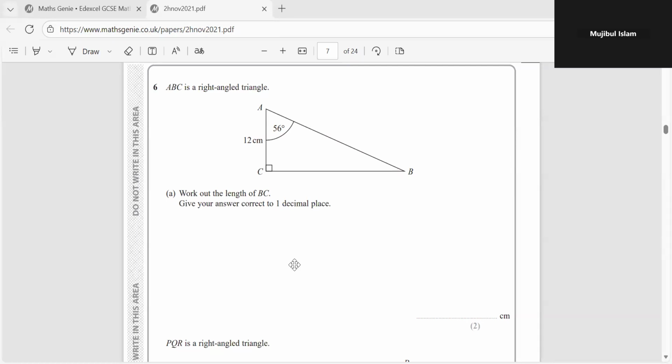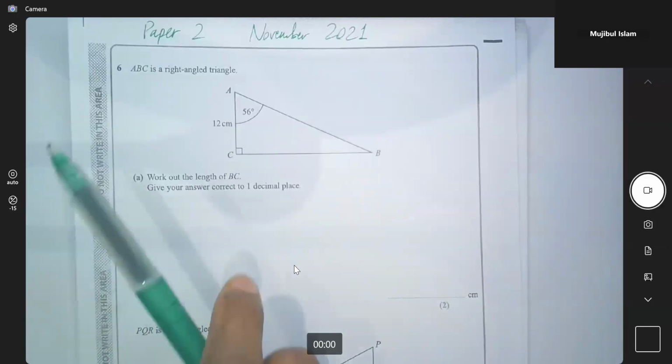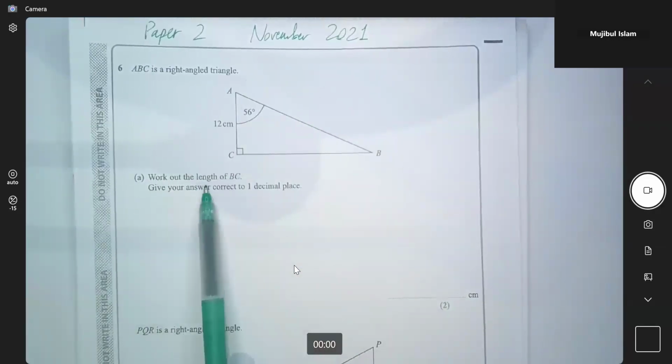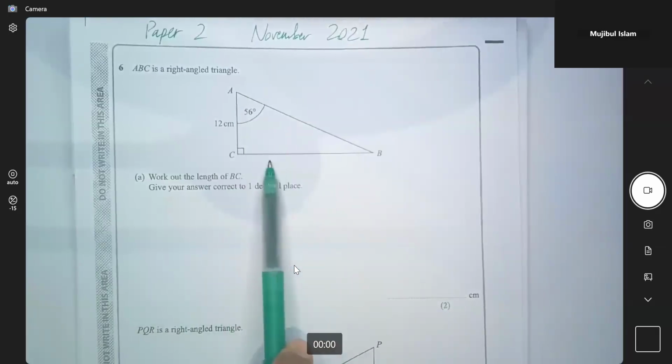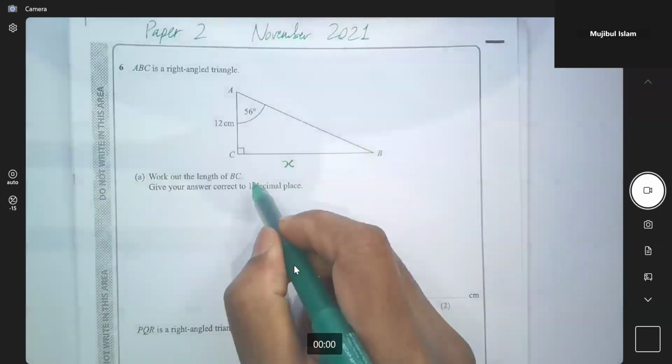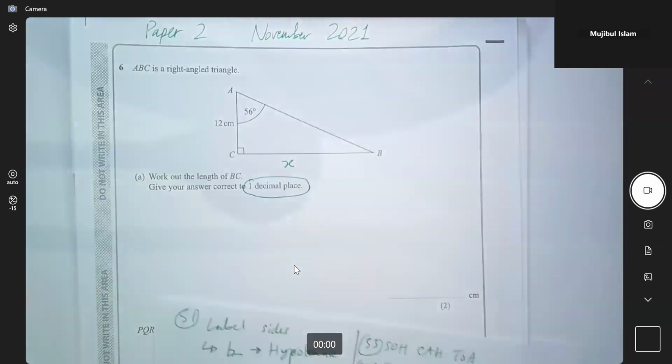Okay, so we have here step one, or before that, read the question. ABC is a right angled triangle. We can see that. Work out the length BC. BC is my x. Give your answer correct to one decimal place.